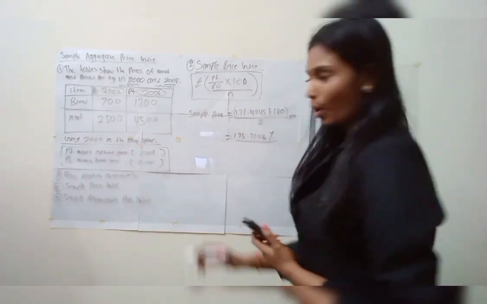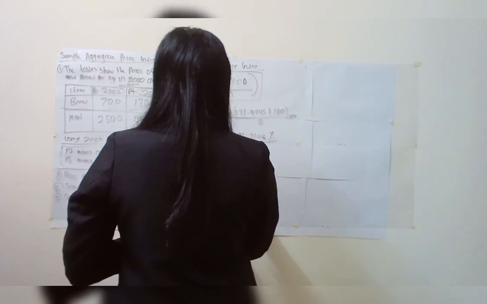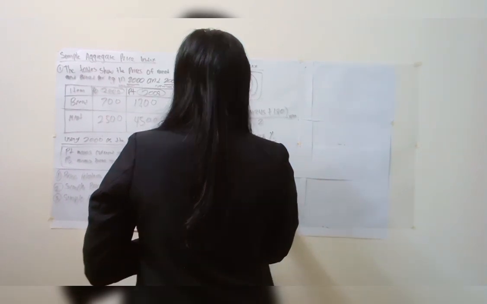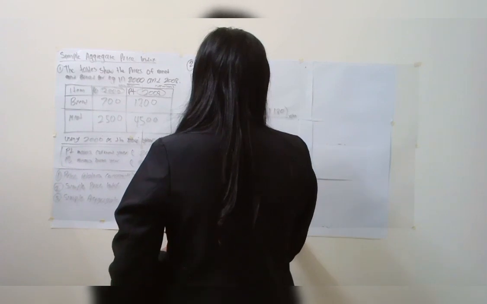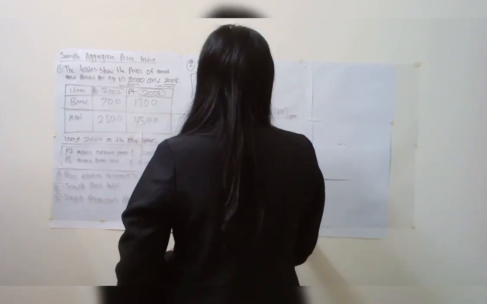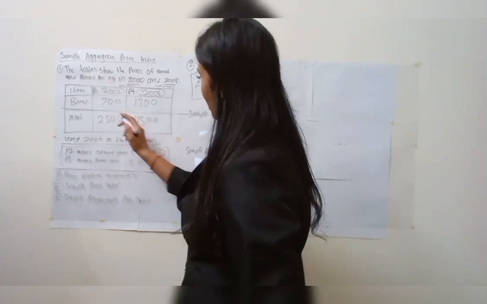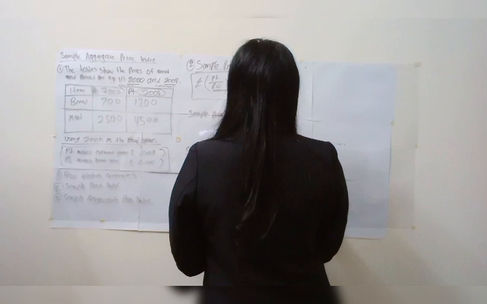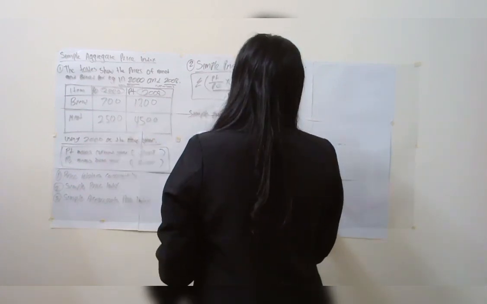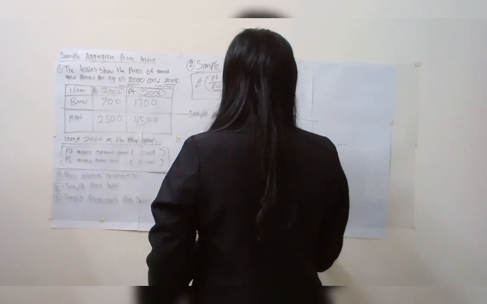Okay, the second one. Simple price index equals 1200 divide by 700 times 100 plus 4,500 divide by 2,500 times 100, close bracket, divide by 2.